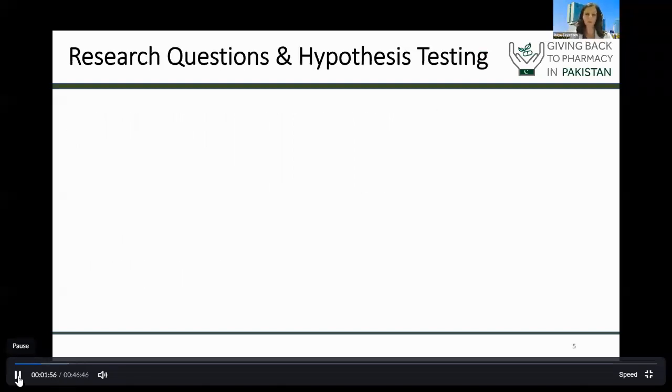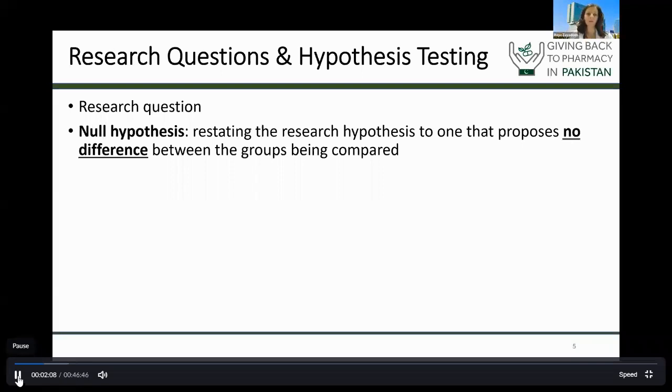So you need to start thinking about statistics as a whole story, starting with a research question. When you start thinking of a research question, you will formulate this into a hypothesis to test. You have probably heard of the term null hypothesis. It is when you restate your research hypothesis to one that proposes no difference between the groups being compared.